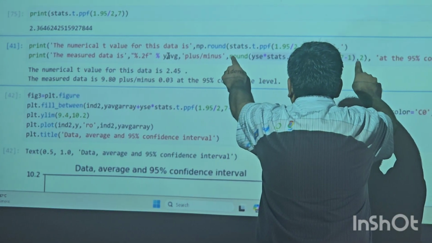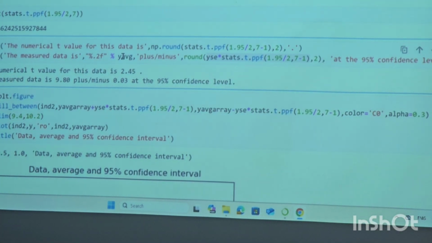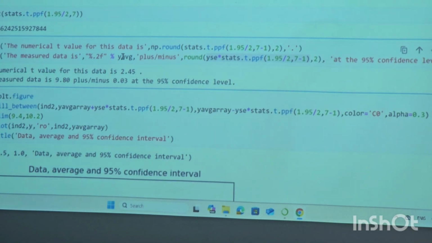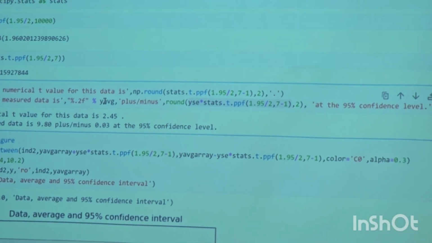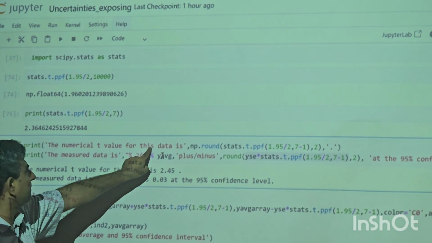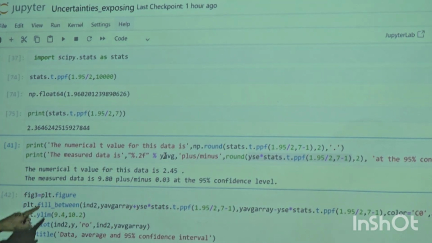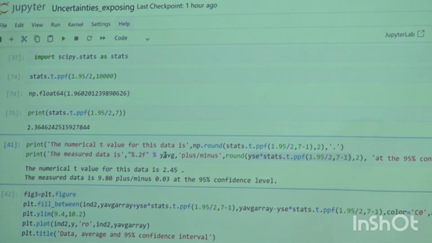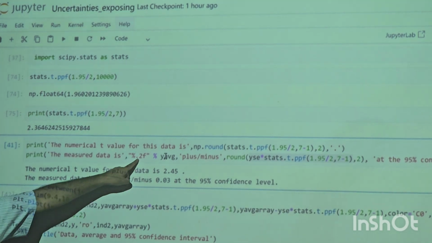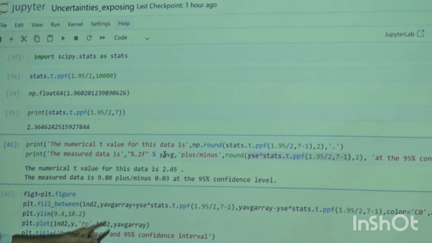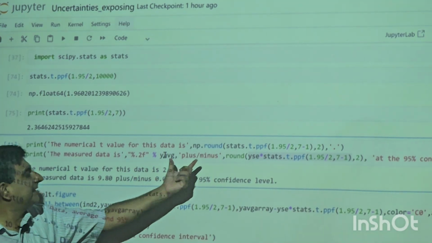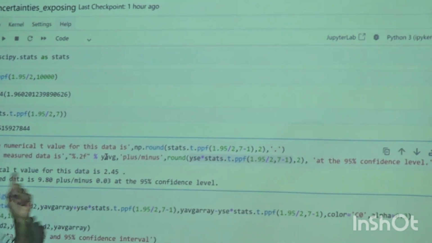This gives me this thing. You see, this is the standard error. I multiply it with the critical t value that I find from the percentage point function. Okay? So here first of all I quote the numerical t value for my data, which is 2.45. Then I quote my final result, which is the outcome of my measurement. First of all, I mention the average value that I get. I put this average value up to 3 significant figures, 9.80, 2 places after the decimal, plus minus, and this is my t times sigma m. It's 0.03.